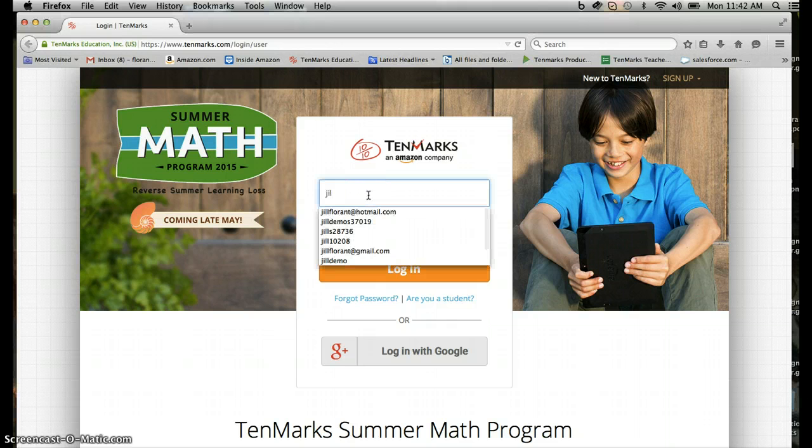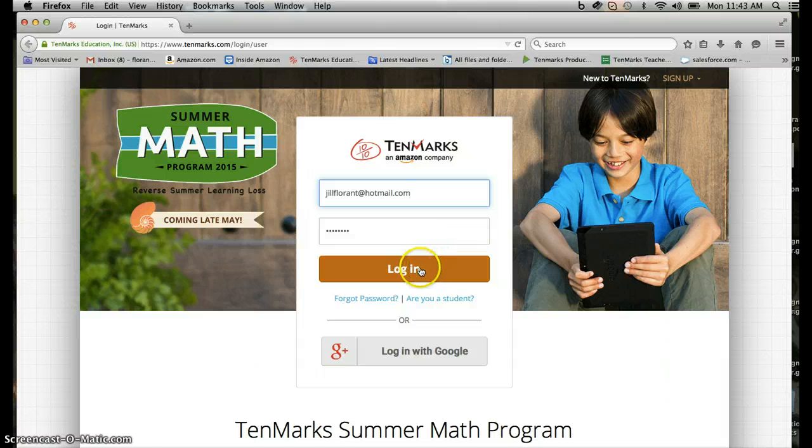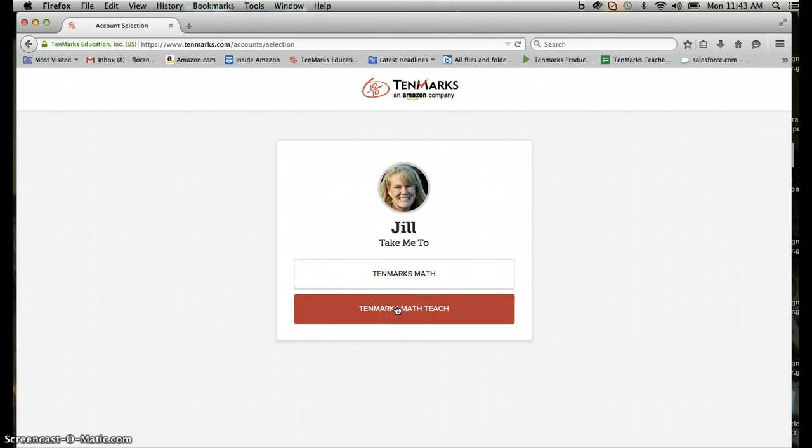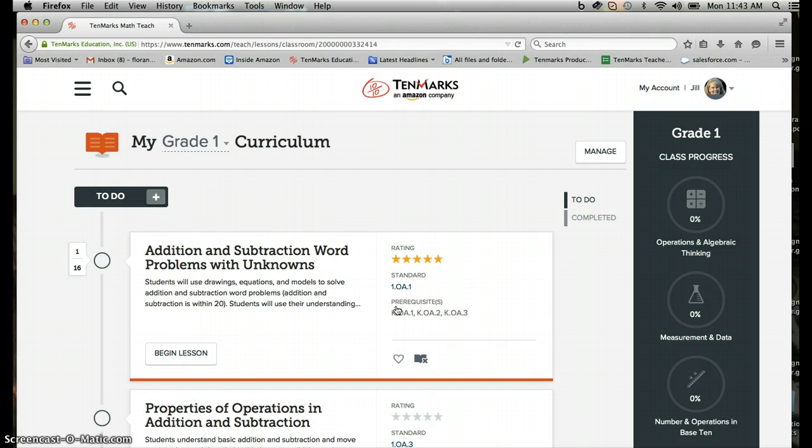What I wanted to review today is just how you can use TenMarks Math Teach to really demonstrate high value to your teachers. Every time you log into TenMarks, you're presented with an option to go between TenMarks Math, which is where you can assign student work, or TenMarks Math Teach, which is where you can find teaching resources.